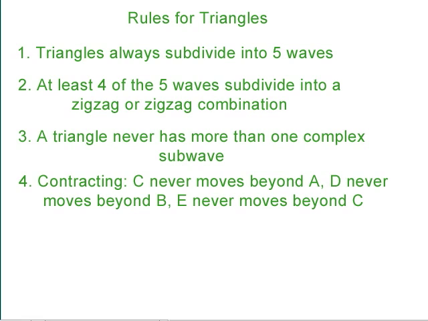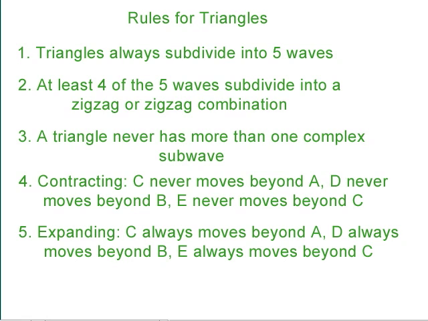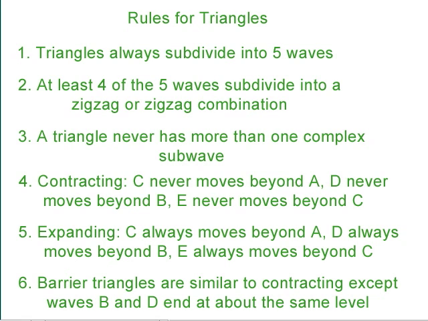Contracting triangles: C never moves beyond A, D never moves beyond B, and E never moves beyond C. If this rule is violated, the triangle is invalid. Likewise, for expanding, as explained previously on the diagram, C always moves beyond A, D always moves beyond B, and E always moves beyond C. And finally, barrier triangles are similar to contracting, except waves B and D end at about the same level.